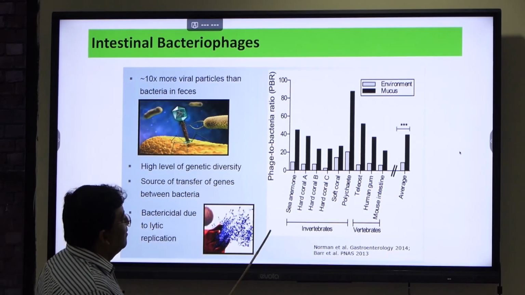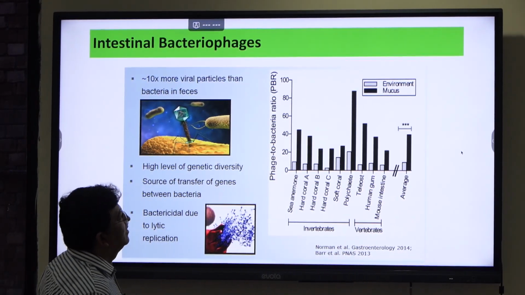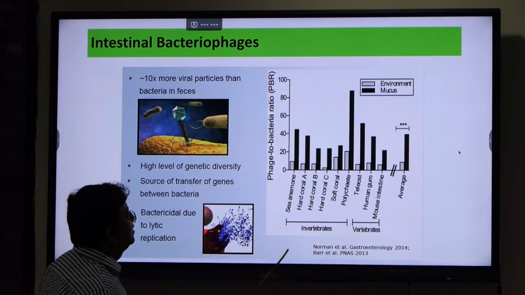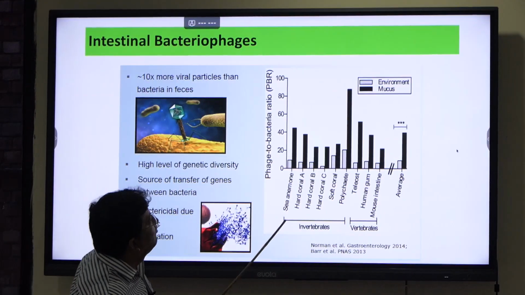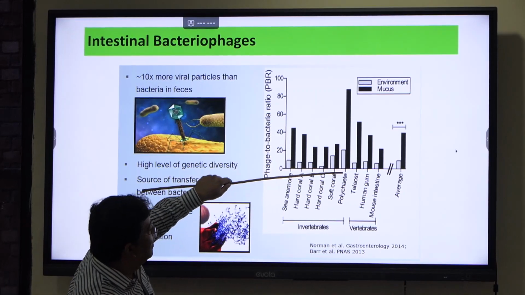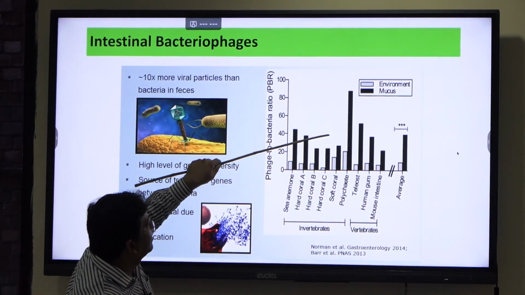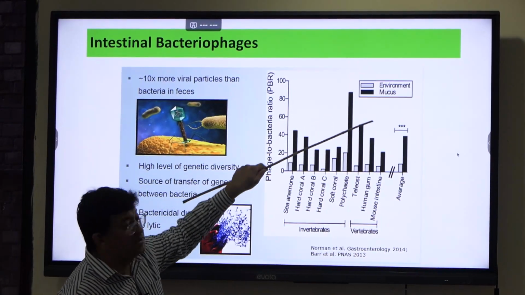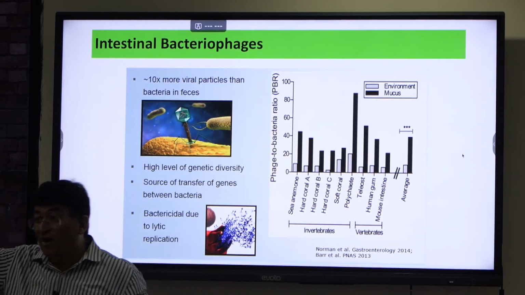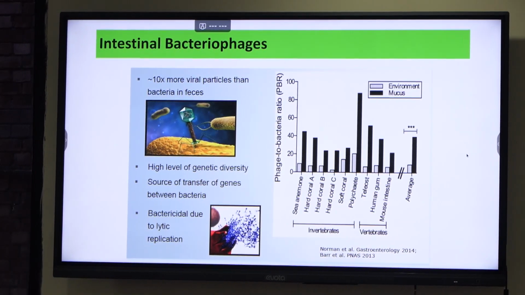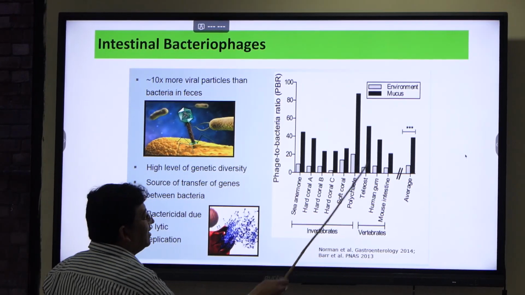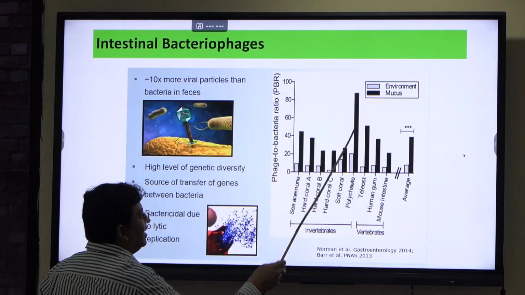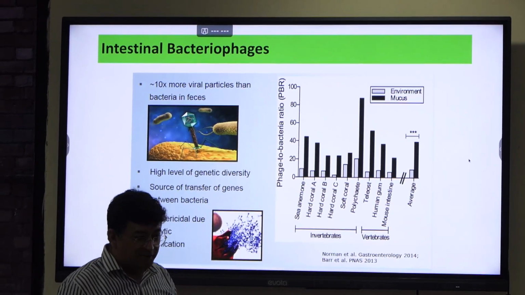You see here, you have invertebrates and vertebrates, and you have environment and mucus, and there is a comparison of phage to bacteria ratio. You see that the phage to bacteria ratio is always higher in mucus than in the environment. In the environment this ratio is not that great compared to the human mucous membrane, whether it is human gut, you see here, or mouse intestine here. So this is a very interesting thing.